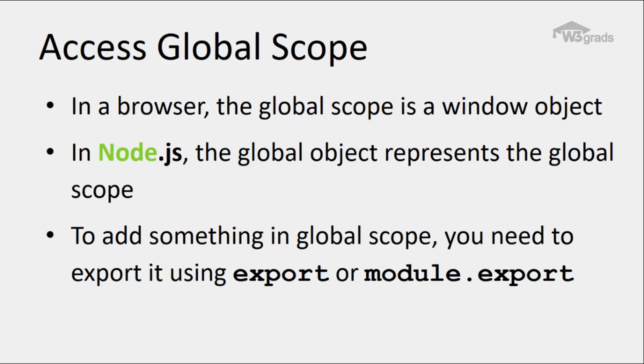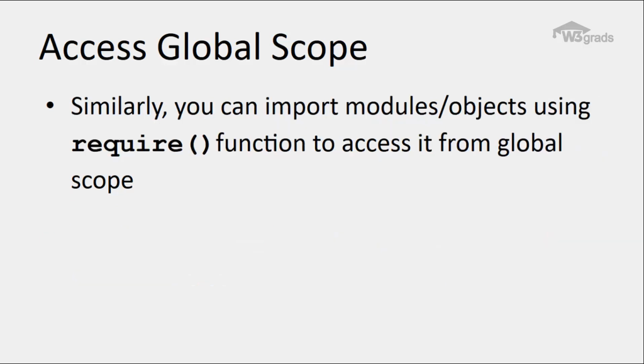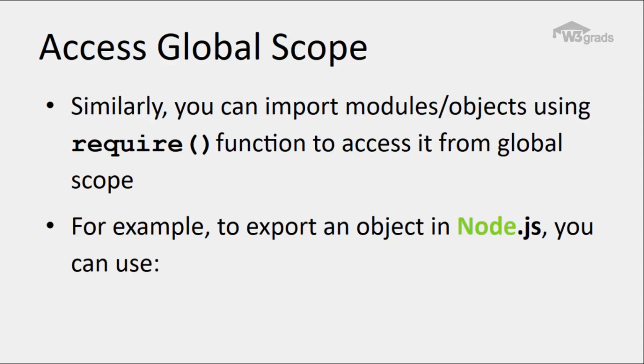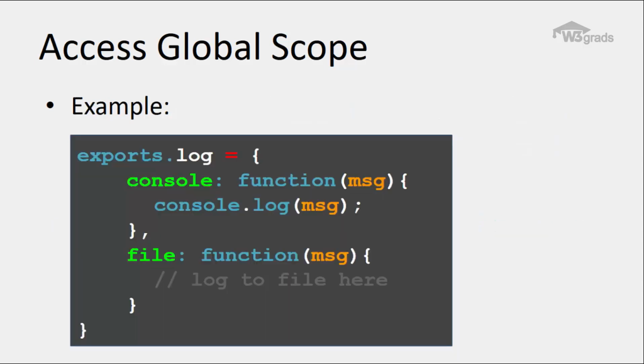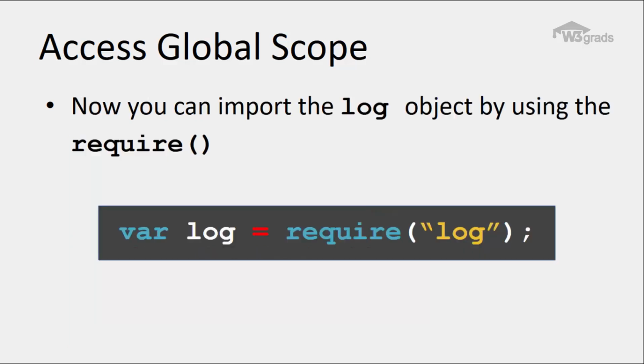To add something in global scope, you need to export it using exports or module.exports. In the same way, you can import modules or objects by using the require function to access it from the global scope. For example, to export an object in Node.js, you can use exports.name = object. The example shows how you can export an object. Here, I have exported the log object. Now, you can import the log object by using the require function, and use it anywhere in your Node.js project.